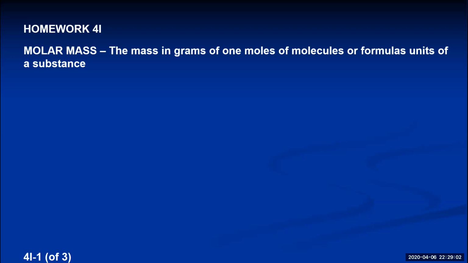Number 1, calculate the percent composition by mass of each element in C3H4O2. To calculate the percent by mass of each element in a compound, you want to set up the calculation to determine the molar mass of the compound. 1 mole of this compound contains 3 moles of carbon. 3 moles of carbon multiplied by 12.01 grams per mole equals 36.03 grams.